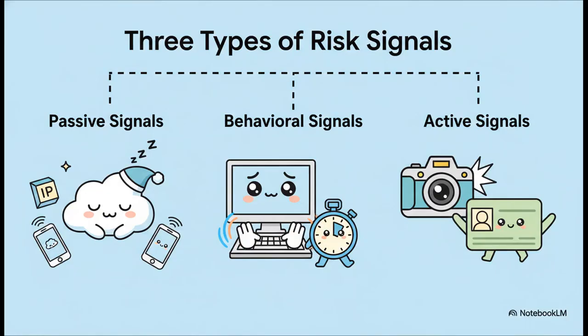And these signals basically fall into three main buckets. You've got your passive signals, which are collected in the background, kind of stealthy, like the user's device type or IP address. Then there are behavioral signals, which look at how a user is behaving. Are they copying and pasting information, filling out a form way too fast for a human? And finally, active signals. This is when you step in and explicitly ask for something, like an ID upload or a selfie. A really solid strategy uses all three together.